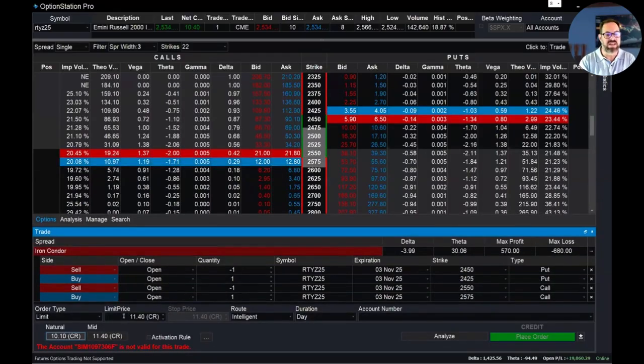And now you can see that the current credit is 1140. My initial credit was 1280 that I took in. So if I wanted to close this out right now, I could obviously close for what, $1.40 credit, because I would buy it back for $11.40, which I sold at $12.80. So I have $140 profit already. Not all that impressive, but again, still waiting for this to go.